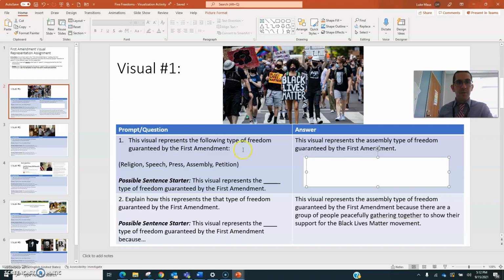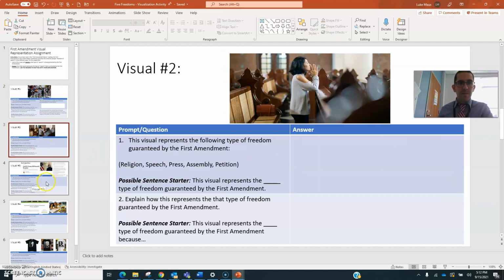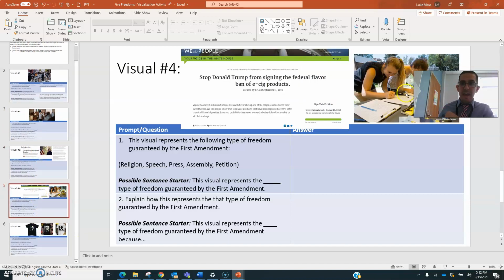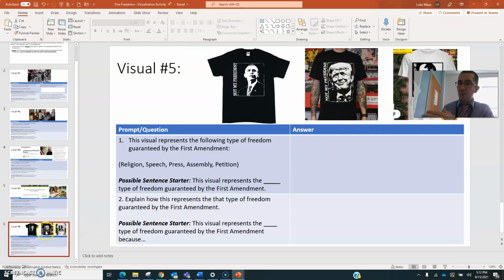All right, as we see, there are 4 remaining visuals. Visual 2, 3, 4, and 5. We want to work on these.